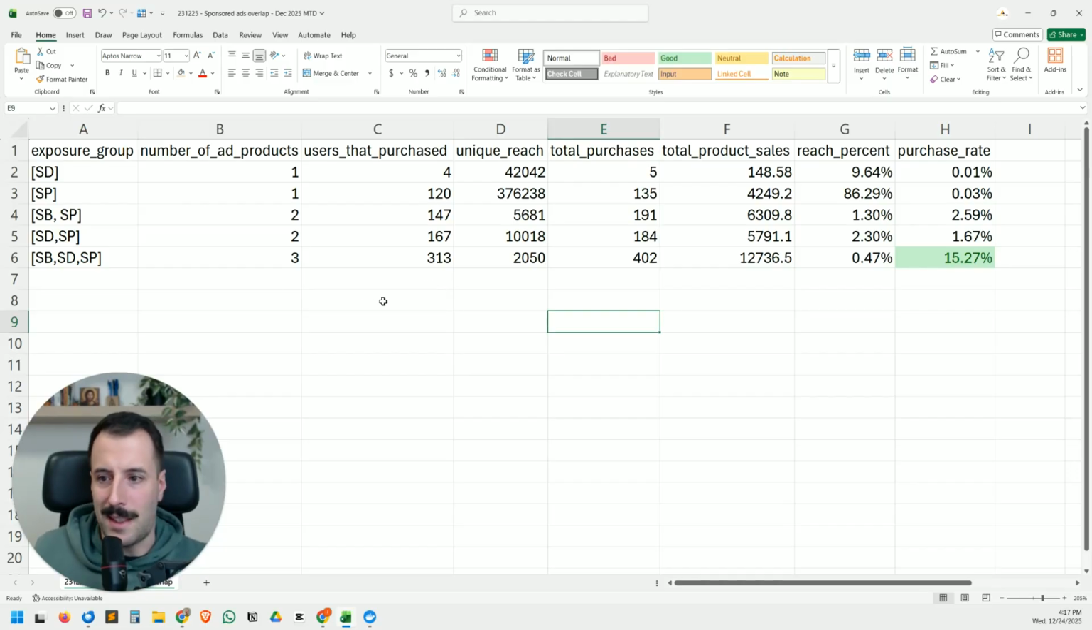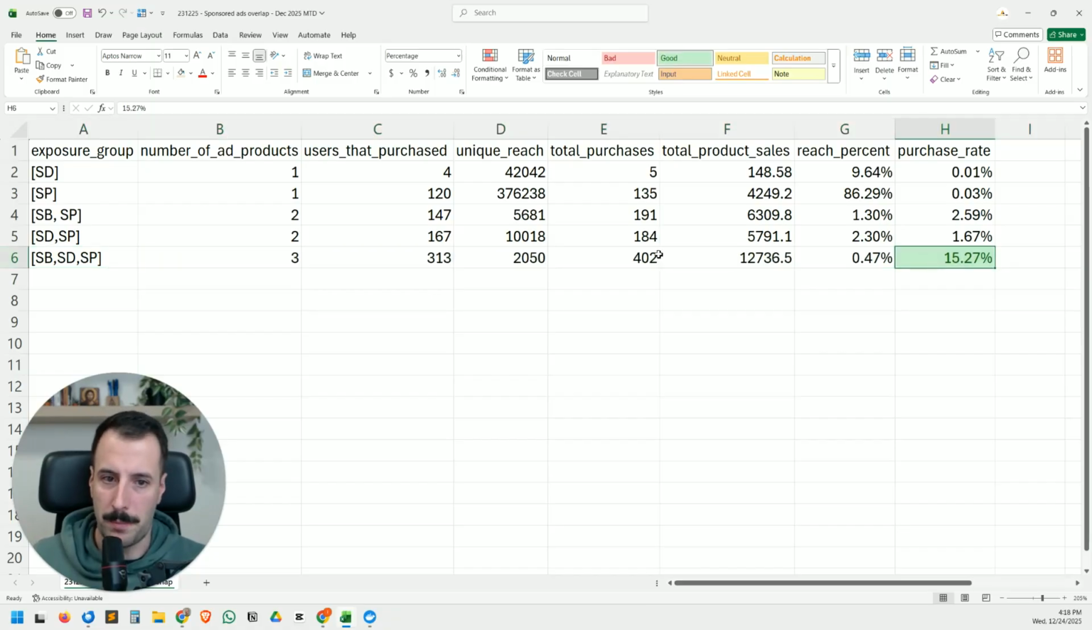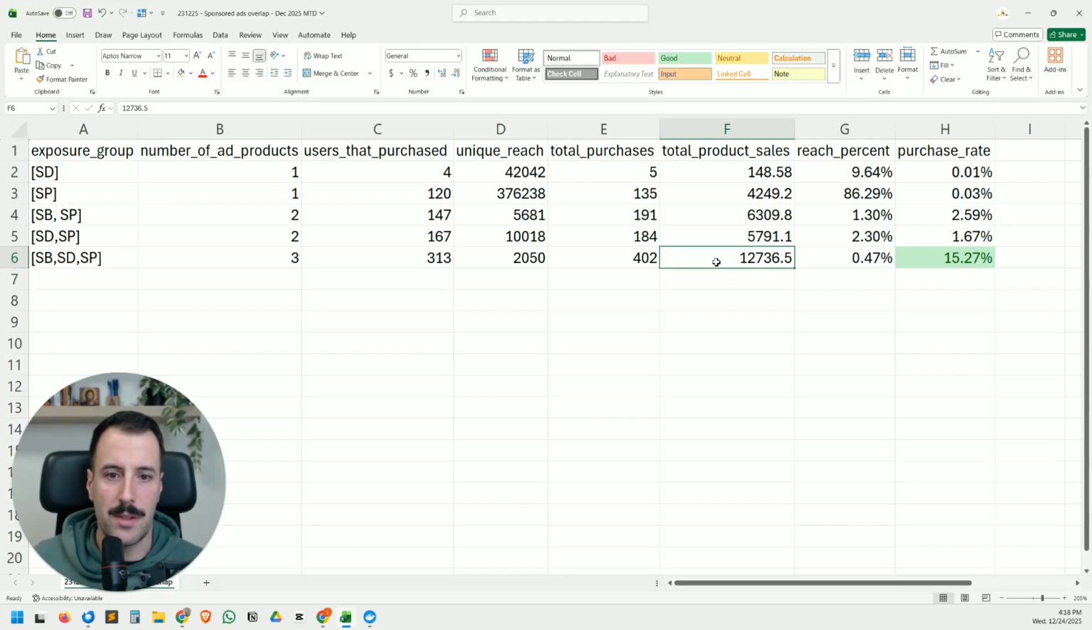So here we can see, again, whenever somebody saw sponsored brand ad, sponsored display ad, sponsored product ad, our purchase rate grows tremendously. You can see that this bucket has the lowest unique reach. That's the lowest number of people that we reach who managed to see all of our three campaign types, and still the majority of product sales happened from this bucket. So people who saw three type of ads are the ones who are spending the most and buying the most.